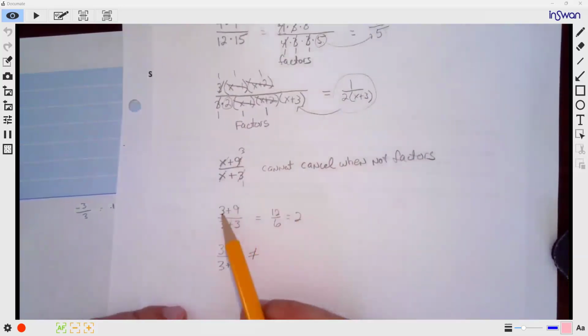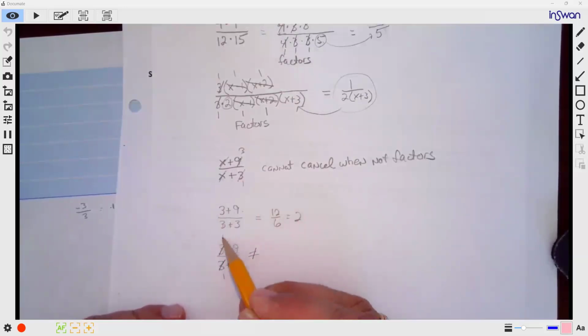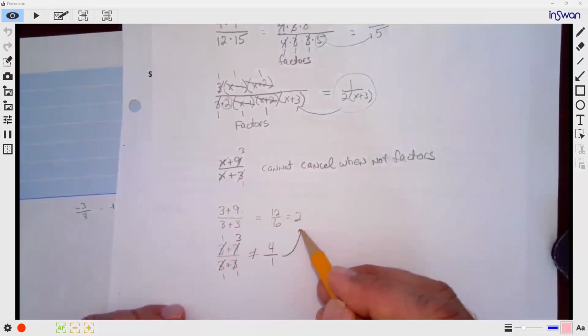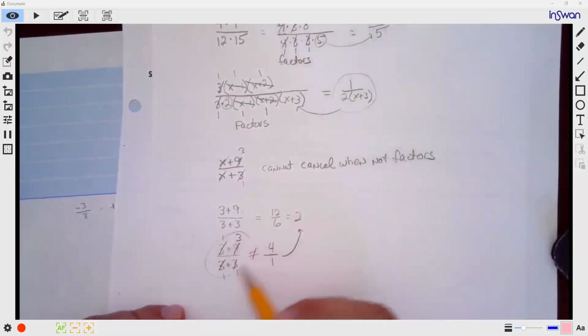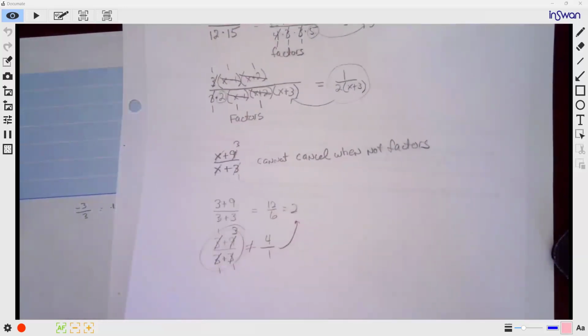So for example, if I had 3 plus 9 over 3 plus 3, if I just do the math, I end up with 12 over 6, which is equal to 2. But if I looked at it as, well, I can cancel these 3s, these can be 1s, what am I going to end up with? 3 plus 1, I'm going to have 4 over 1. Well, we know that's not the answer. The answer to this is 2. This is not mathematically permissible. It has to be factors, things that are being multiplied, to cancel.